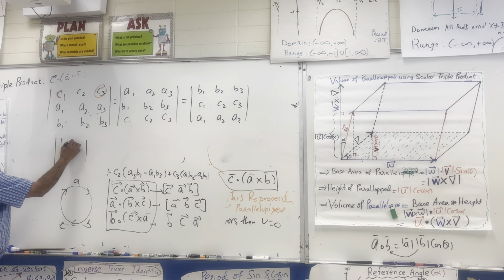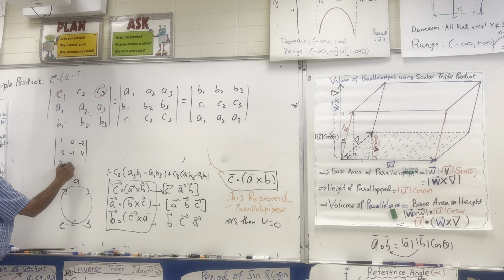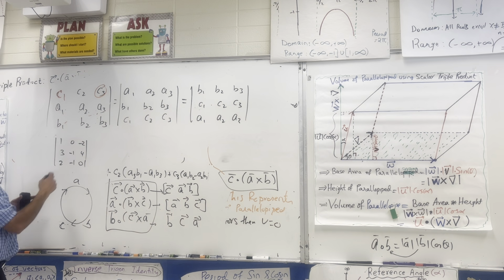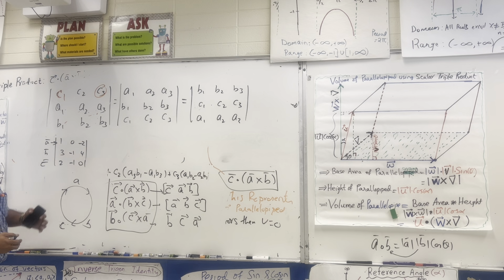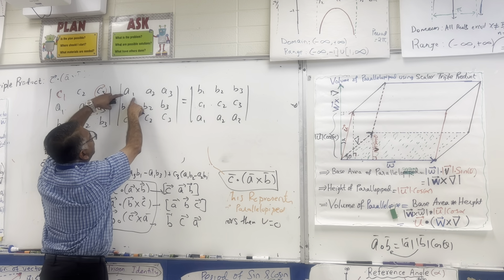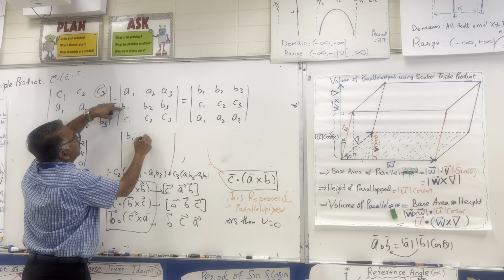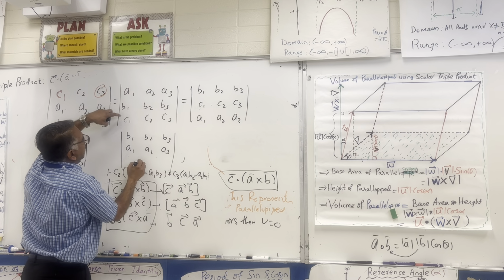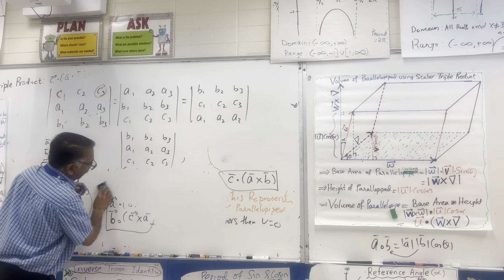Just take some numbers: 1, 0, minus 2, 3, minus 1, maybe 4, 2, then minus 1 and 0, and just change the order exactly like this. If this is the vectors A bar, B bar, and C bar, you can change the order and you see you have the same answer. But if you write B1, B2, B3, and then A1, A2, A3, and C1, C2, C3, all you get is the negative of the first one.